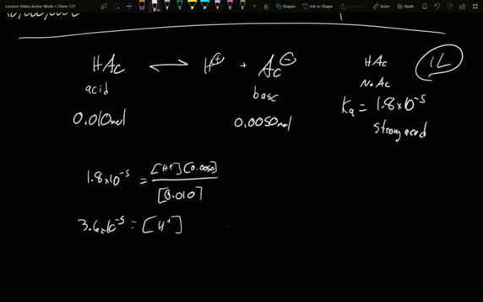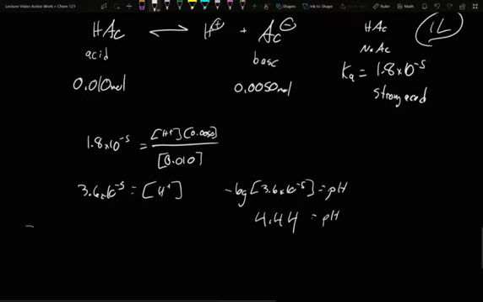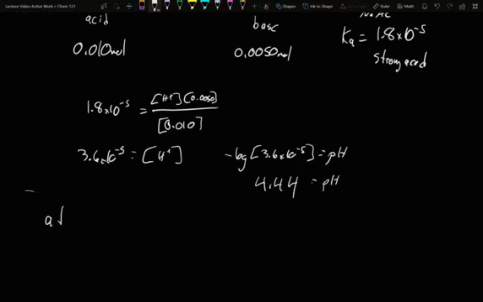Take the negative log of that to find the pH. And the pH of our starting solution here comes out at 4.44. And so our initial solution has a pH of 4.44. And then we're going to add strong acid. We're going to add 0.001 mole of HCl to this solution.